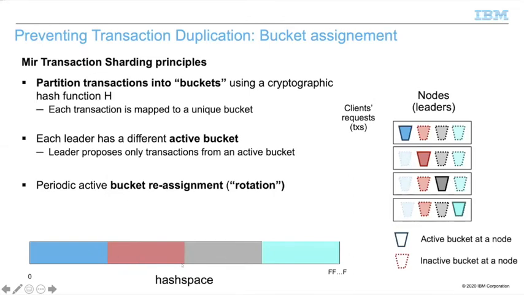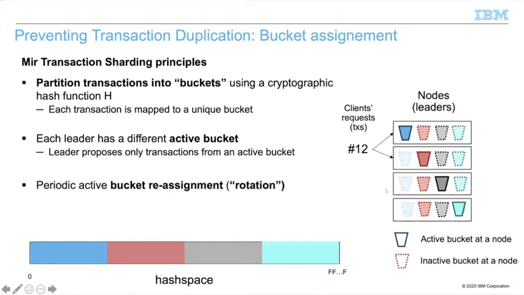So this is basically the division of the hash space into basically 3 quarters. And each of these parts of the hash space, or buckets, is assigned to a single leader. So we see that node 0 is assigned essentially the blue part of the hash space, node 1 the red part, node 2 the gray part, and node 3 the turquoise part. In solid lines, we depict active buckets, and in dotted lines, we depict inactive buckets.